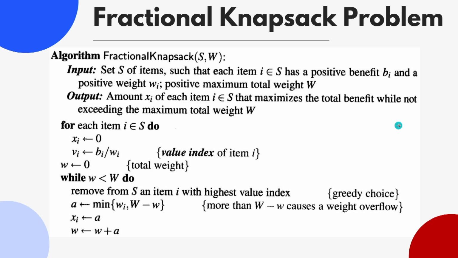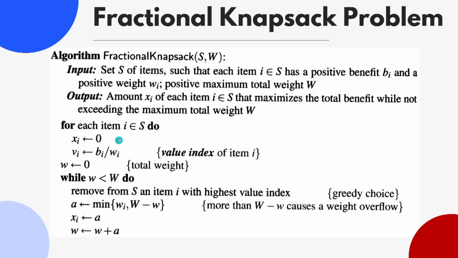So, this is the algorithm for the fractional knapsack problem. We have a set of items with benefit and weight, and we are given the total capacity of the knapsack. Our output would be that we take some fractional amount from every item that maximizes the total benefit while not exceeding the capacity of the knapsack.